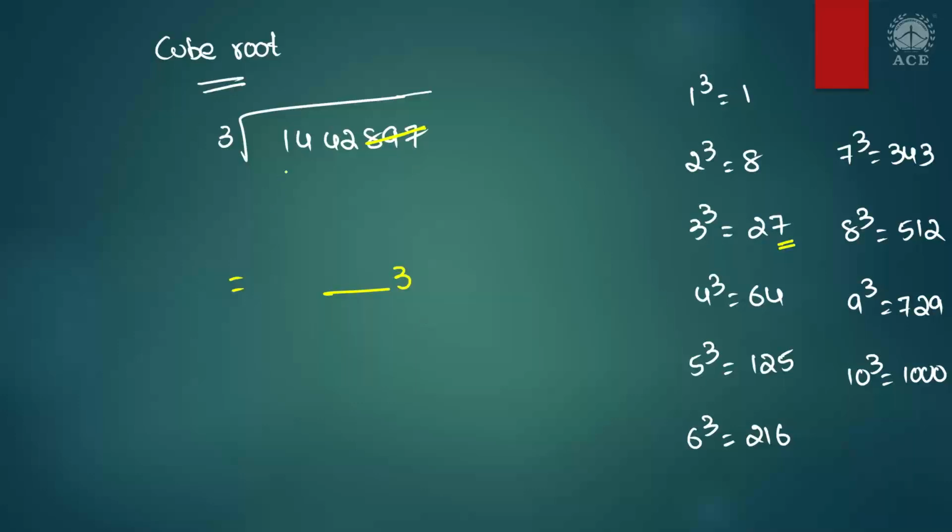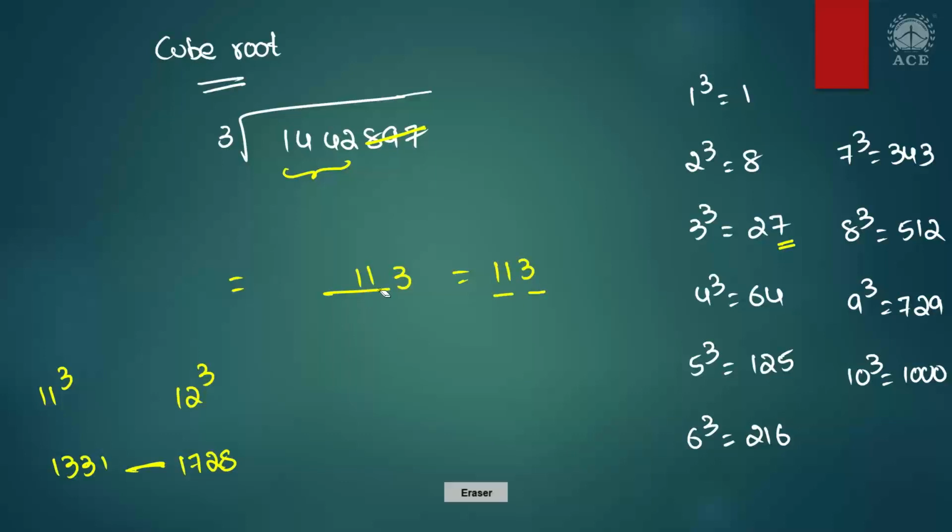Next, what you should do: 1442 is between which cubes? 11 cube is 1331. 12 cube is 1728. So 1442 is between 11 cube and 12 cube. The smaller one is 11. It should be 113. My dear friends, the answer is 113 here.